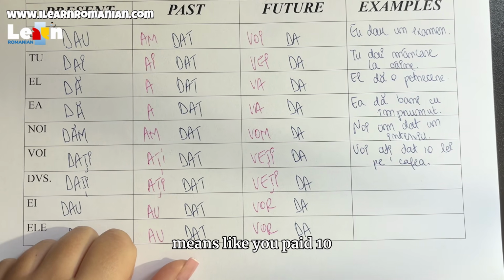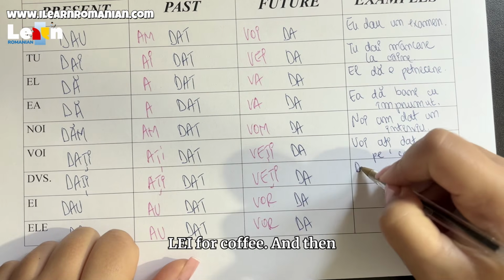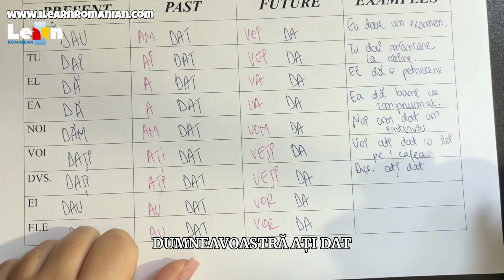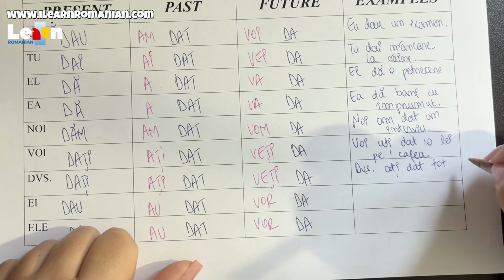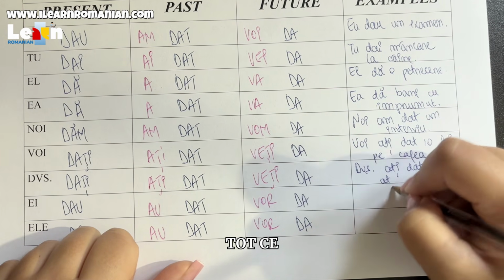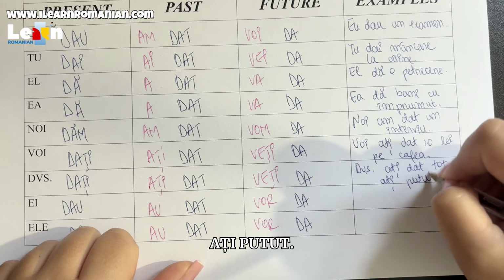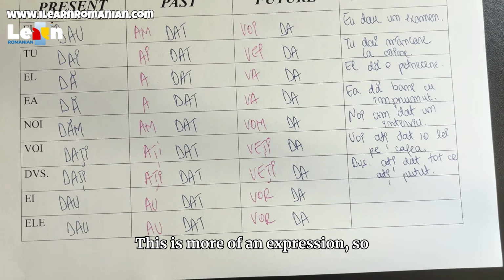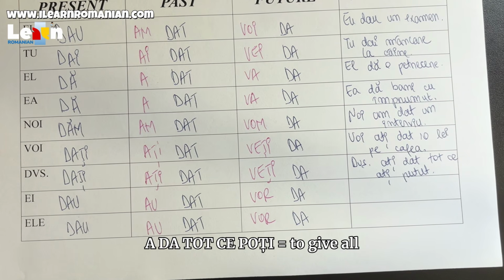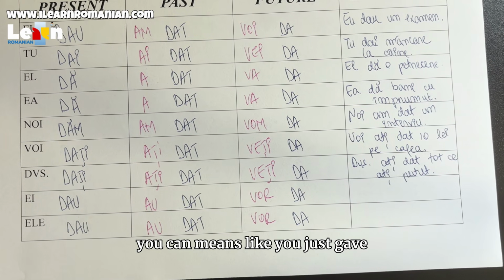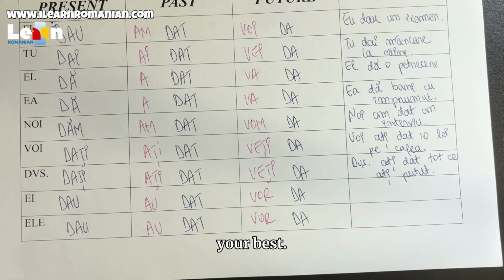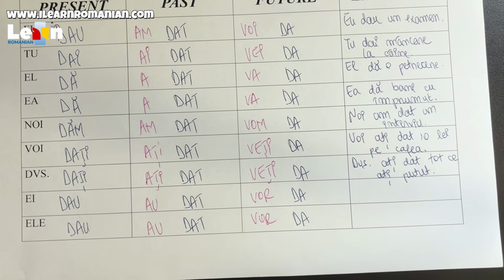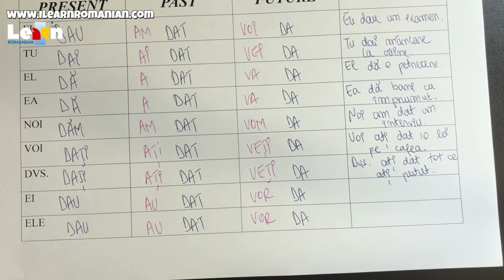And then dumneavoastră ați dat tot ce ați putut. This is more of an expression, so a da tot ce poți. To give all you can means like you just gave your best. So dumneavoastră ați dat tot ce ați putut is like you gave everything you could, you gave your best.